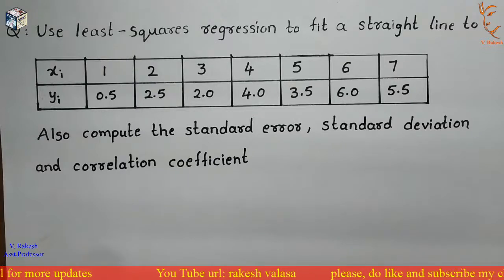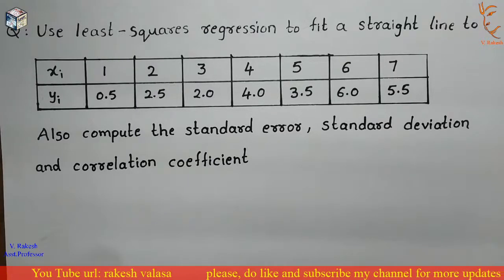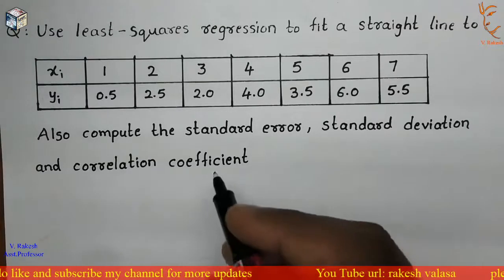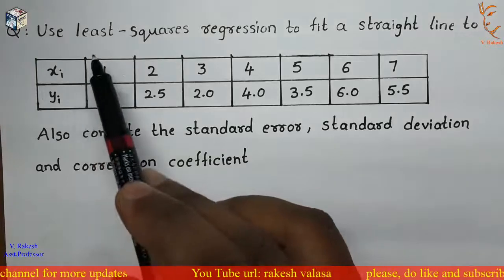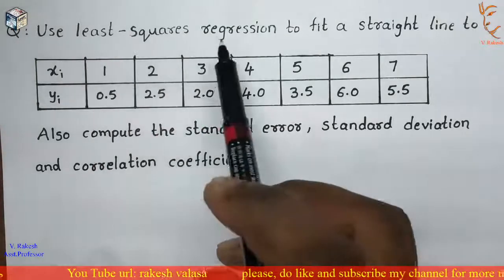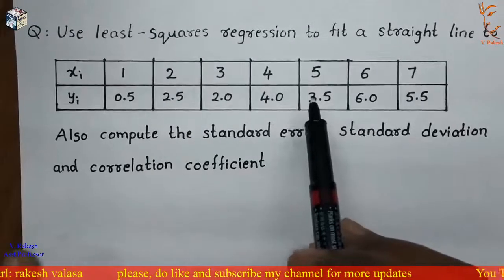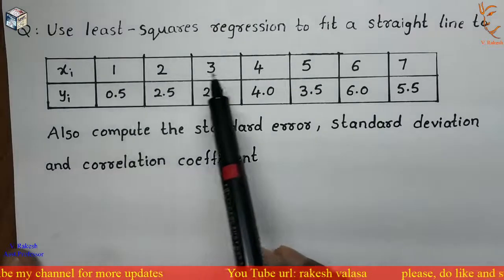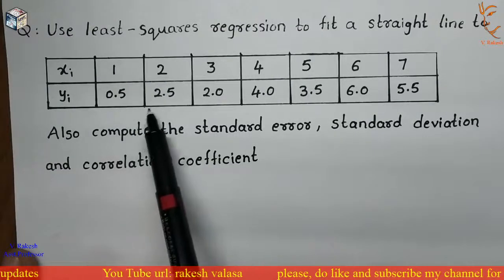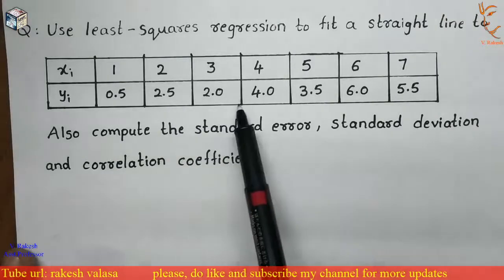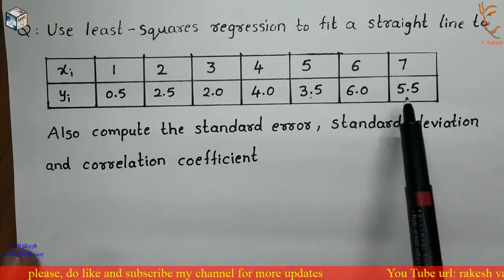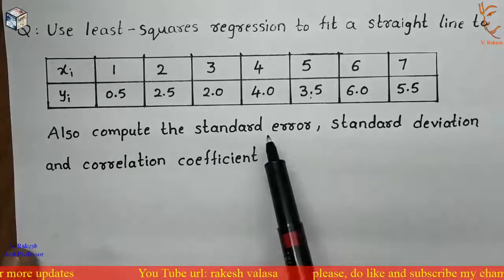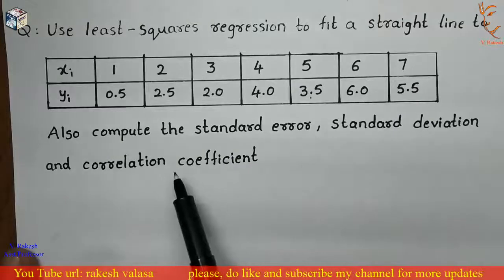In this session, I am going to explain one problem on least squares regression to fit a straight line. Let us see the problem. Use least squares regression to fit a straight line to the given table, that is xi: 1 2 3 4 5 6 7, yi: 0.5 2.5 2 4 3.5 6 5.5. Also compute the standard error, standard deviation and correlation coefficient.